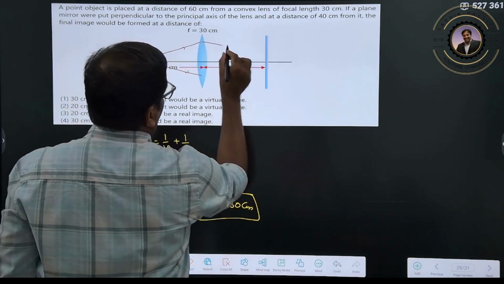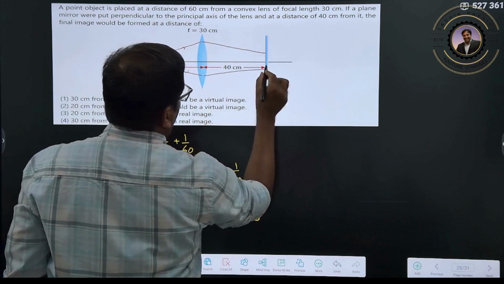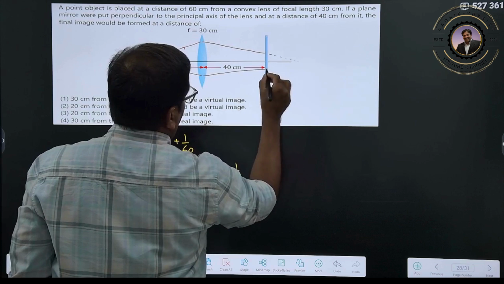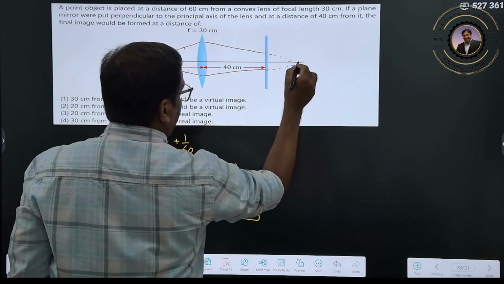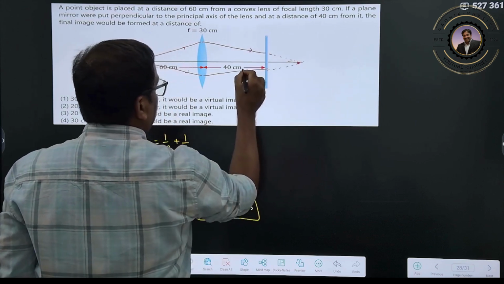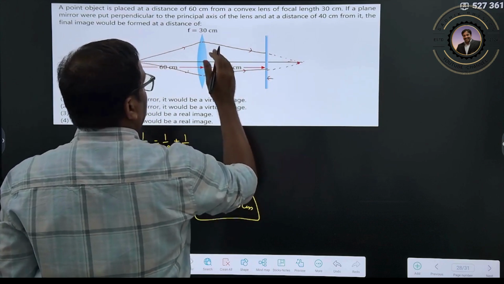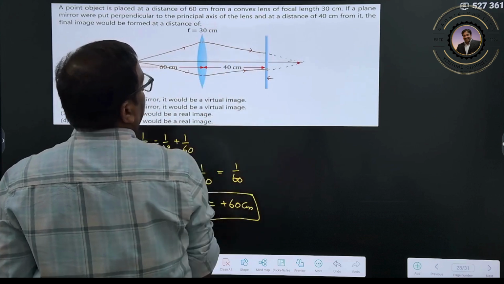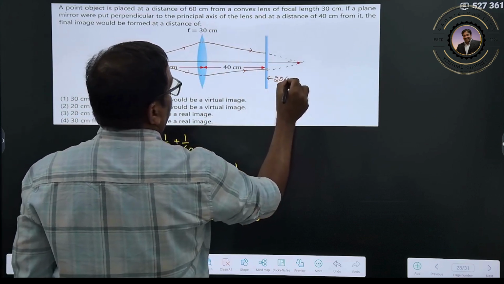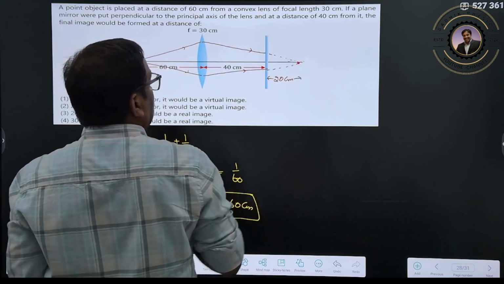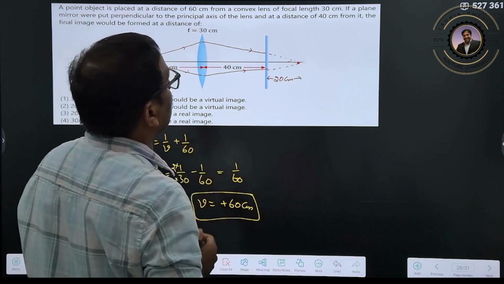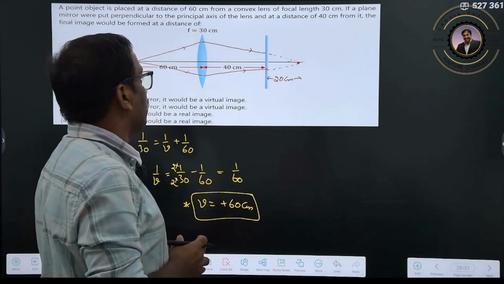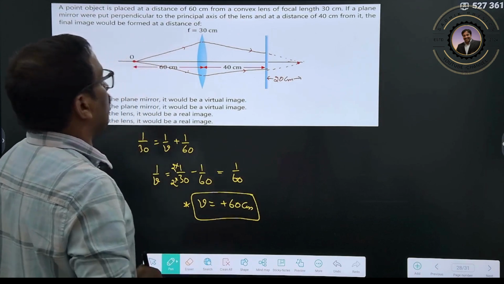So therefore the image is going to be formed at a distance of 20 centimeter. This is from here to here 60, from here to here 40, so it is compulsory this is about 20 centimeter. Clear? So here it will be 20 centimeter from the mirror that it is going to form.